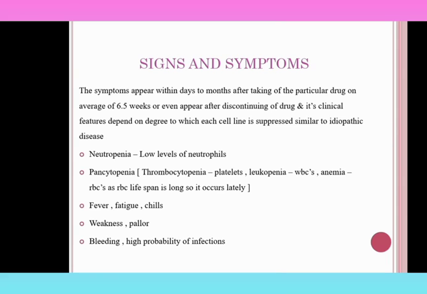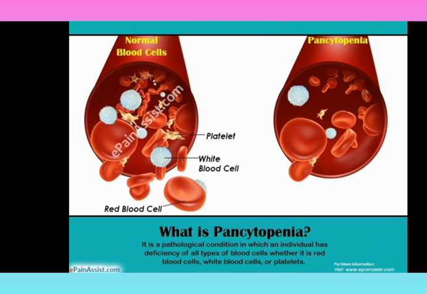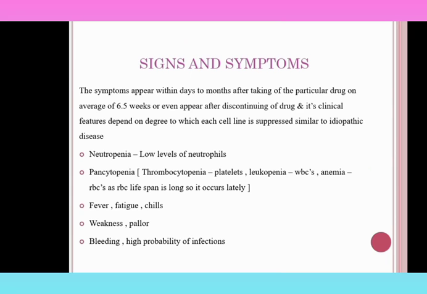Pancytopenia. So what does pancytopenia mean? Here they will have a deficiency of all types of blood cells, including red blood cells, platelets, and white blood cells. So this is the pancytopenia condition. Here you can see the difference between normal blood cells and the pancytopenia condition. Thrombocytopenia occurs in the platelets, and leukopenia occurs in the WBCs.